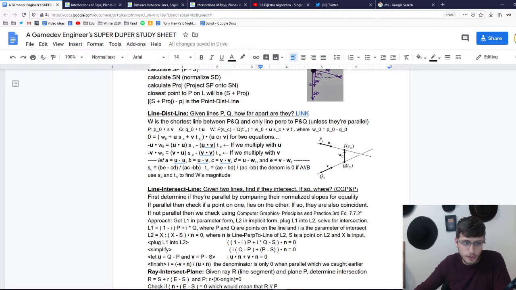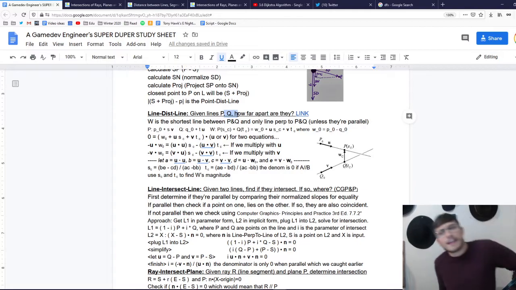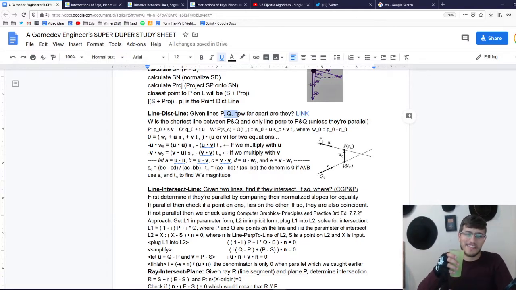Okay, cool. So let's check out this section. The line, dist line. Given lines P and Q, how far apart are they? That is not an easy question. It's pretty hard, as you can see here, and I linked to the proof, so I'm not going to explain it. But I'll explain the key idea.